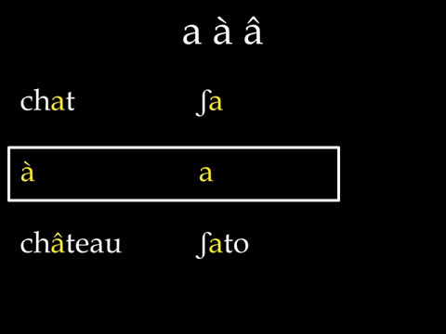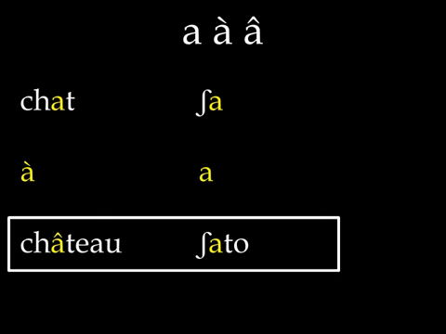All the accent is doing here is helping us to differentiate between A with an accent, which means to, and A without an accent, which is the third person singular form of the verb avoir. Either way, it's pronounced A. And the same goes for the circumflex accent. Okay, all this is telling us is that in Old French, the A was followed by an S. So the Old French word for castle is something like chasteau, but the modern word is simply chateau.